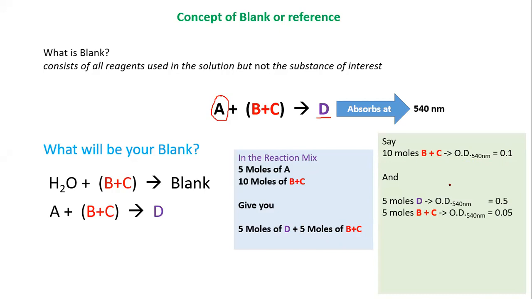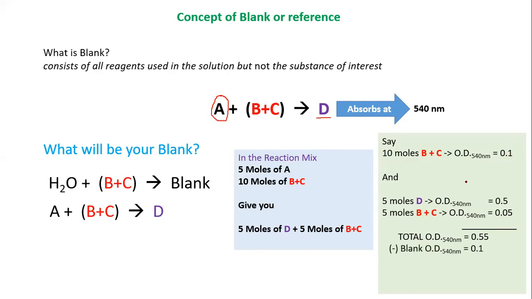0.05, correct? So what will be the total absorbance in your reaction mix? 0.55. And if you want to actually find out the absorbance only due to D now, you will have to subtract the absorbance of the blank from this value.